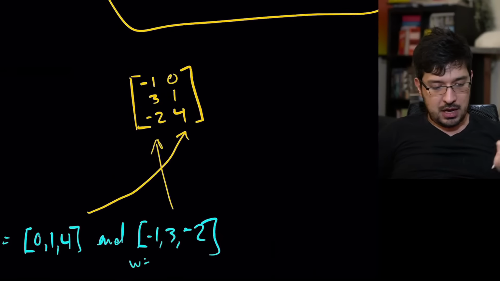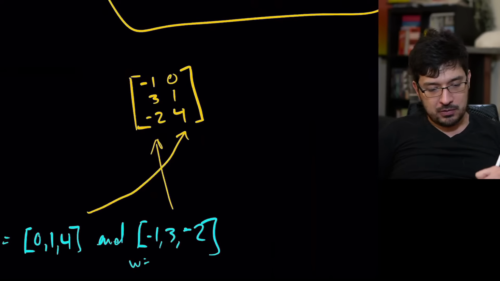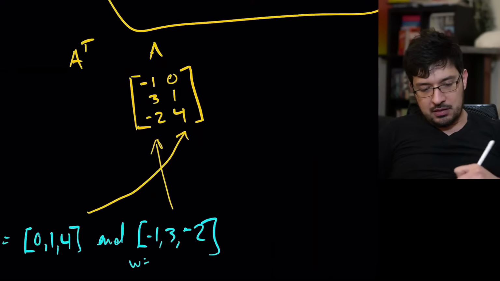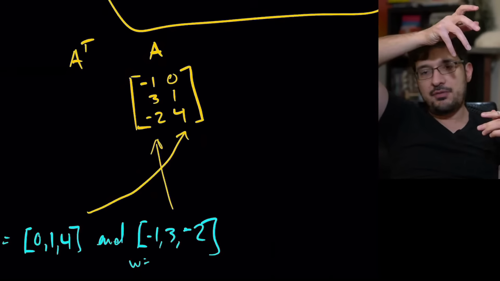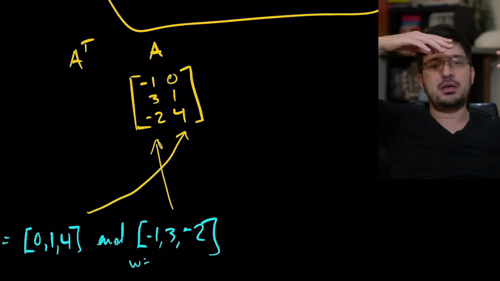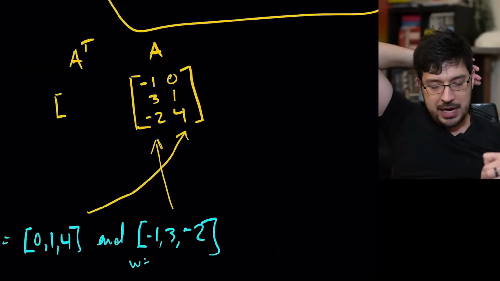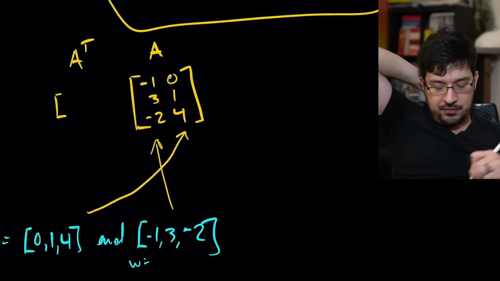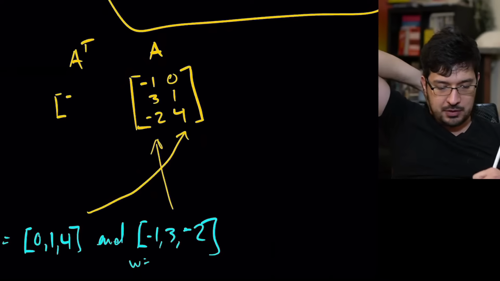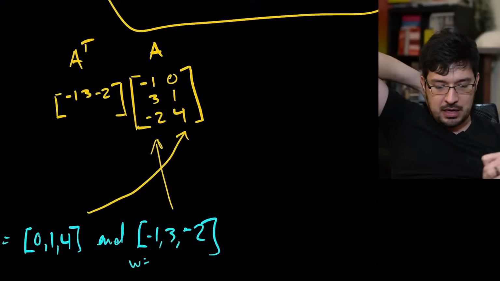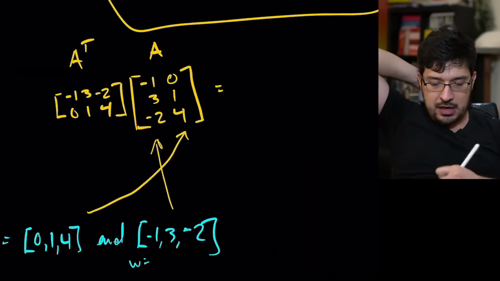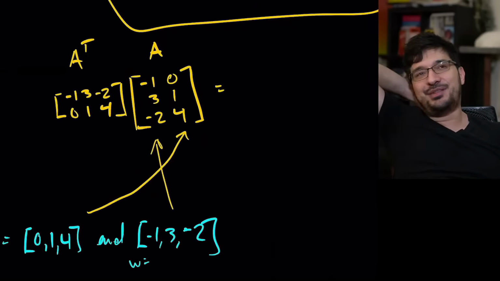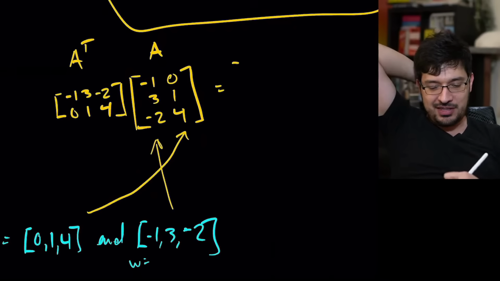You'll see. And then the transpose of a matrix. This is the matrix A, and the transpose is where you just rotate everything. Every row you write as a column instead, and every column you write as a row. So the first column I'm going to write as the row, -1, 3, -2, and then the second column, 0, 1, 4. And now we can multiply these and get a 3x3 matrix. This is so cool to me. I've never seen this.